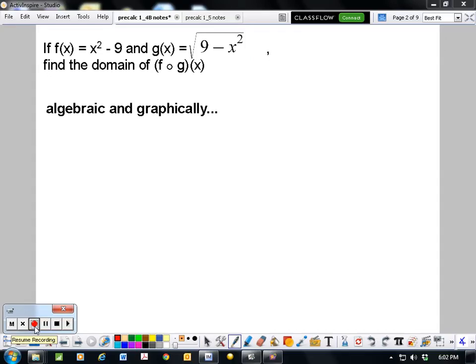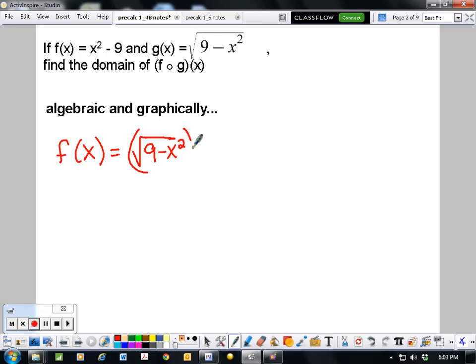Okay, so yesterday we talked about composition of functions, and so we've got the function f of x and the function g of x, and we're trying to find the domain of the composition f of g of x. Algebraically, we're going to plug g of x into f of x. So I have my f of x, and instead of x squared, I'm going to put that g of x in that x spot. So there's that g of x into that x squared spot.